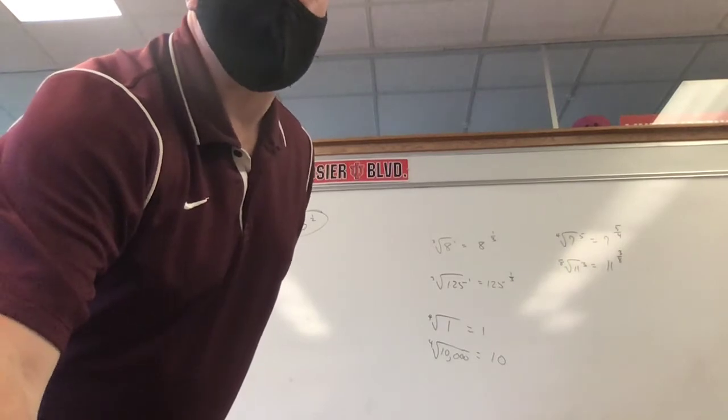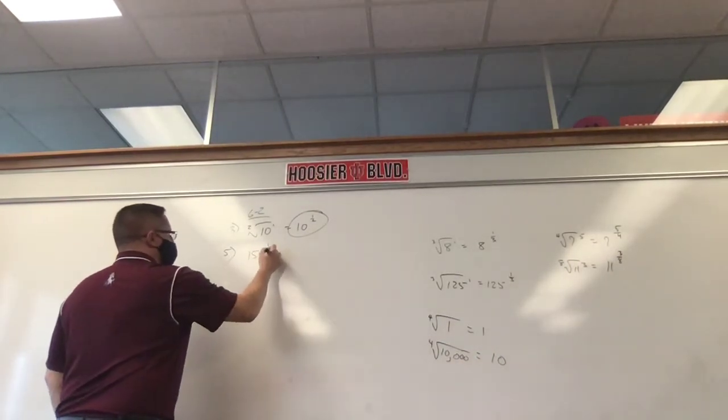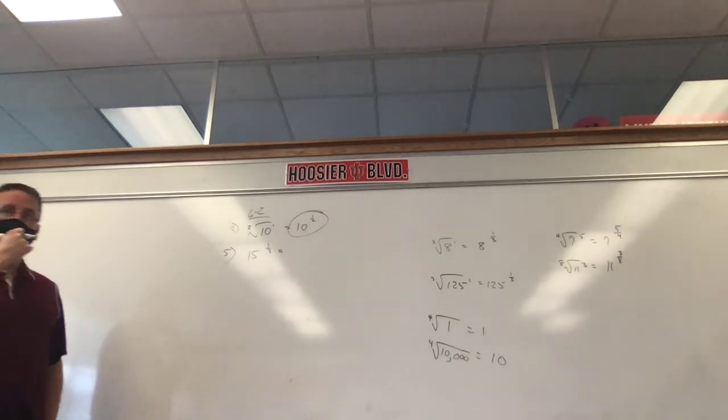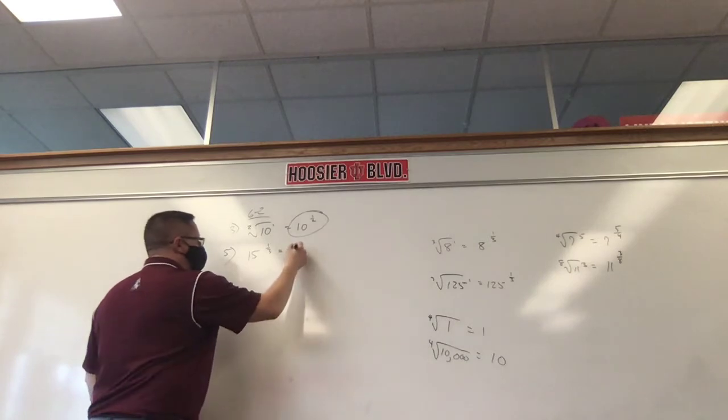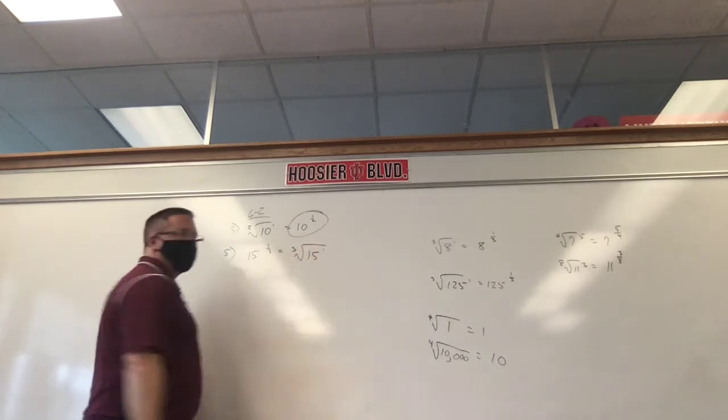Let's rewrite this one. 15 to the 1/3 power. Now I want you to write it with a radical symbol. The what root of what? 3. Third root of 15 to the what? 1. And you don't really need that 1 there.